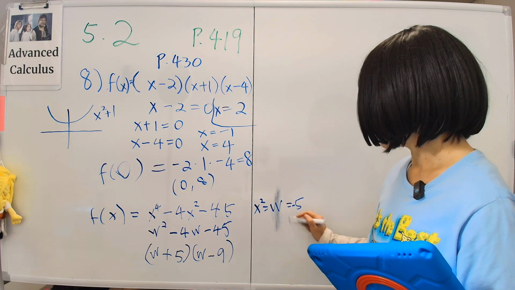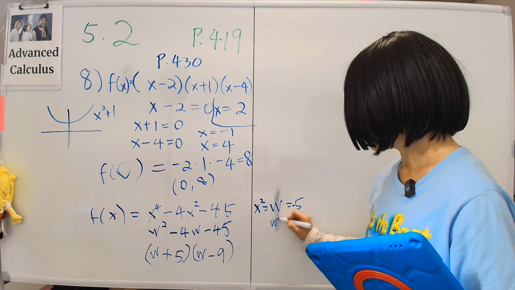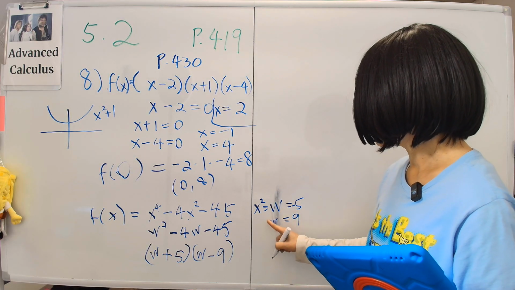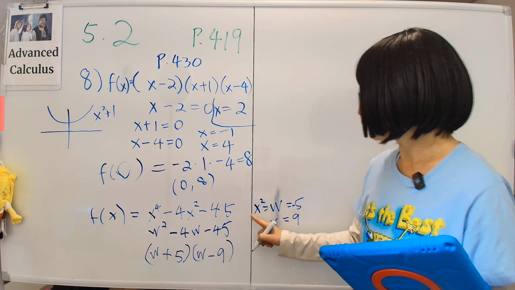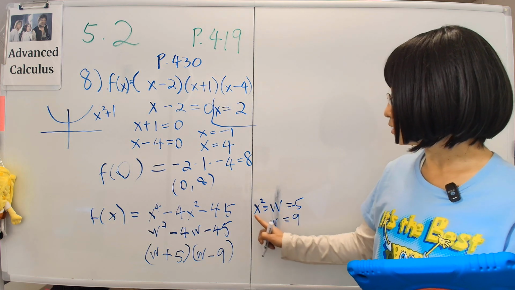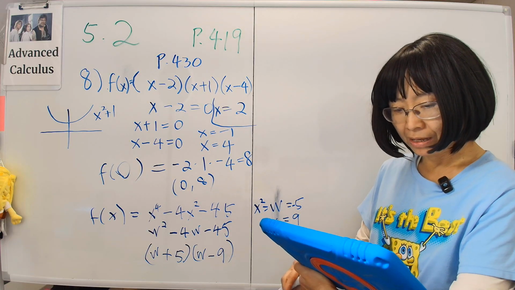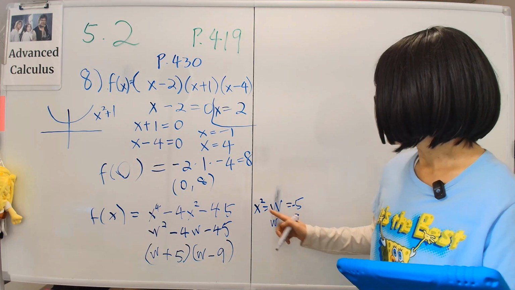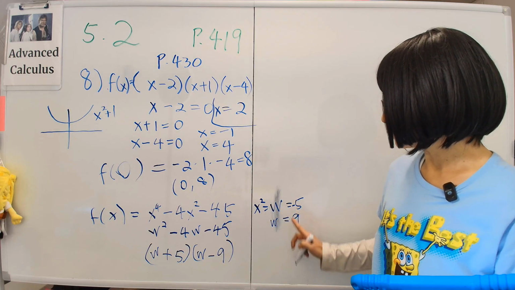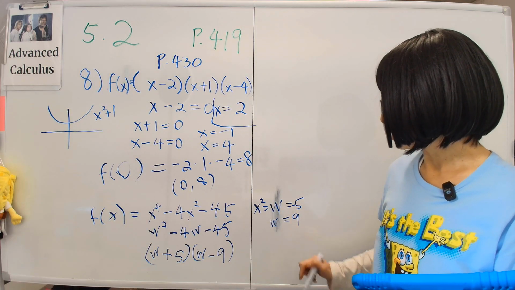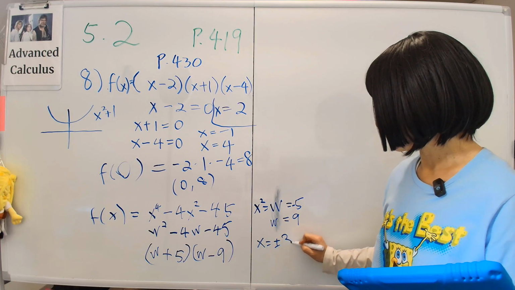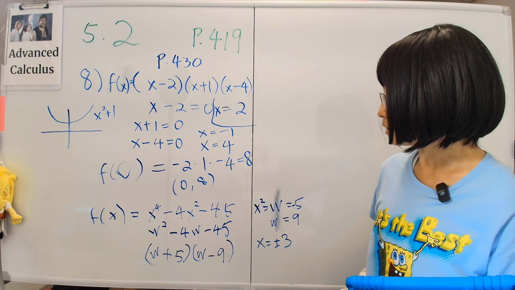So w equals minus 5, or w equals positive 9. Being that we only accept real numbers at this point, we will ignore the complex root. So x squared cannot be negative, so we'll ignore this solution and only get w equals 9, which gives x equal to plus or minus 3. Okay, and so that should be the two.